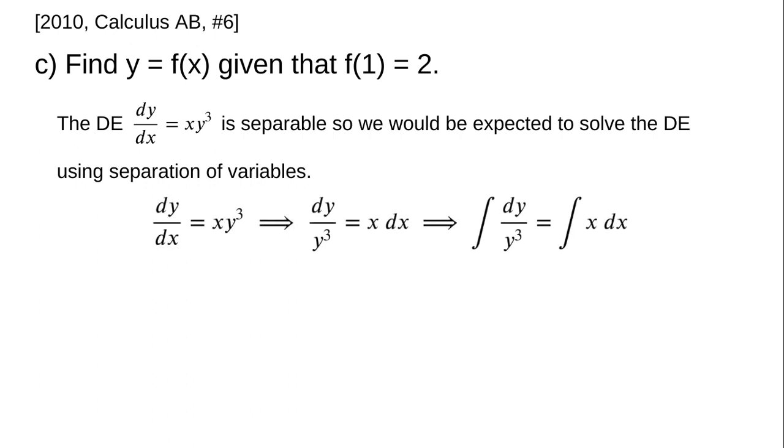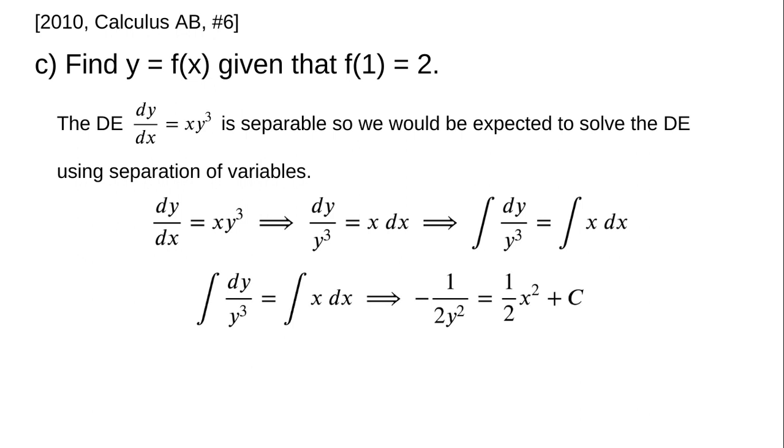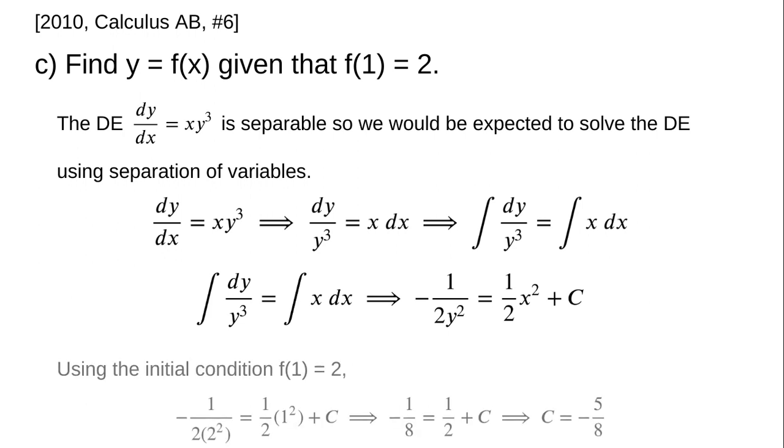All right, so I take my differential equation, dy/dx equals x times y cubed. That implies that dy over y cubed is equal to x dx, which implies that the integral of dy over y cubed equals the integral of x dx. Finding those integrals, we get negative 1 over 2y squared equals 1/2 x squared plus a constant. Now we use the initial condition f(1) equals 2 in order to evaluate the constant. So negative 1 over (2 times 2 squared) equals 1/2 of 1 squared plus c. So we get negative 1/8 equals 1/2 plus c, which implies that c is equal to negative 5/8.